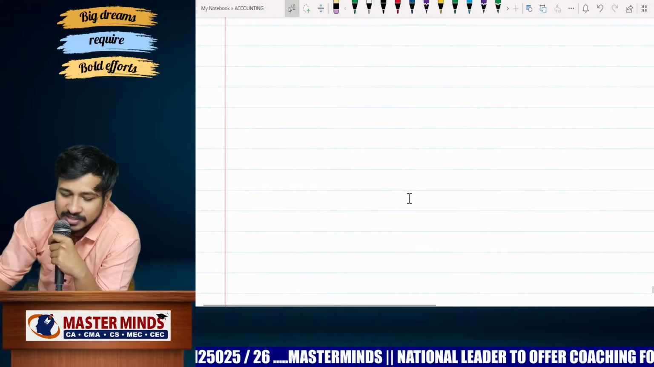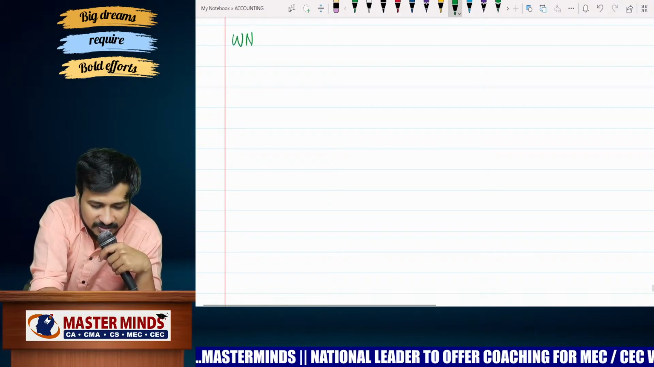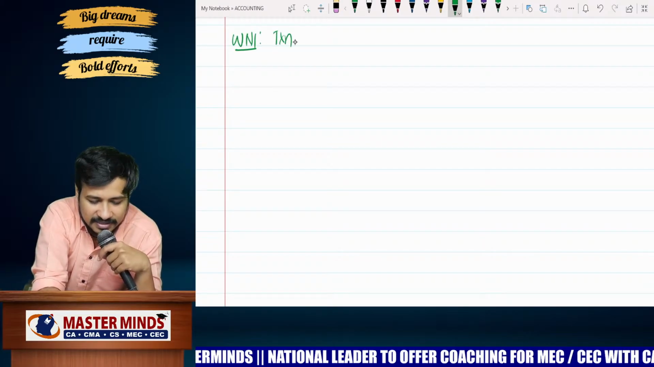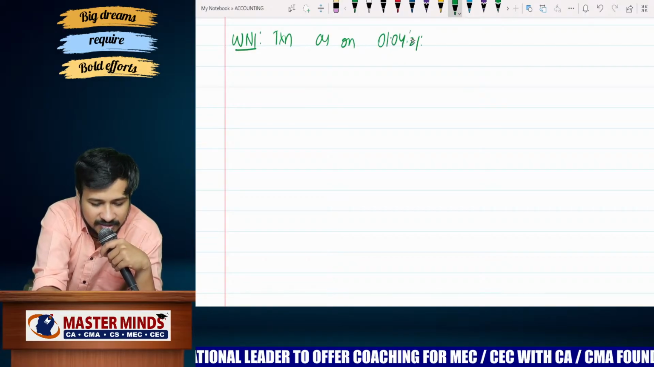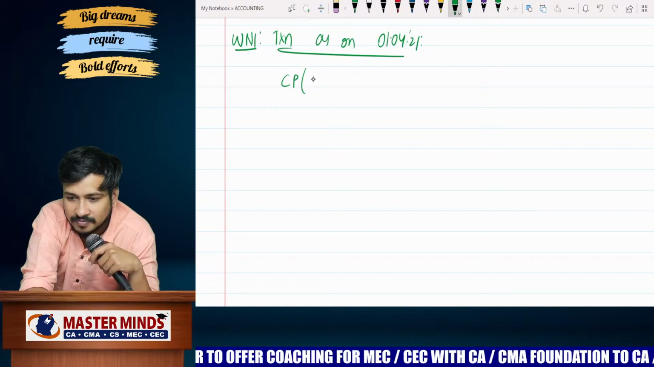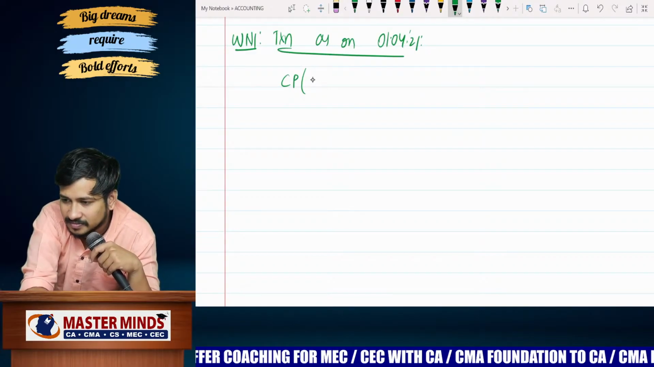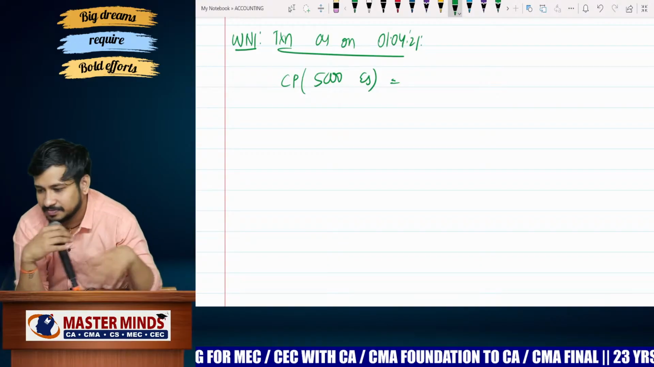So start with working note number 1. What's working note number 1? Purchase transaction as on 1/4/2021. Cost price of 5,000 equity shares is equal to, tell me the answer.